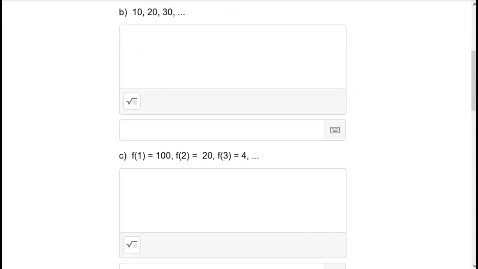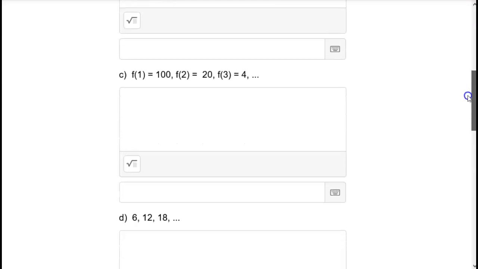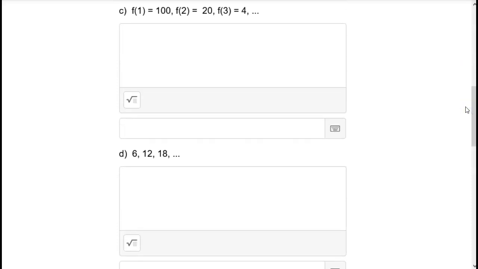All right, and then this is the last one that we're going to look at, and then you can choose whether or not you want to continue with this or whether you feel like you're solid with it. All right, so the last one, you have f of 1 is 100, f of 2 is 20, f of 3 is equal to 4. So really what you're looking at is these y values, these outputs here. This is your function. So again, you can see that the distance between these numbers is not the same, so that tells us that this is a geometric function.